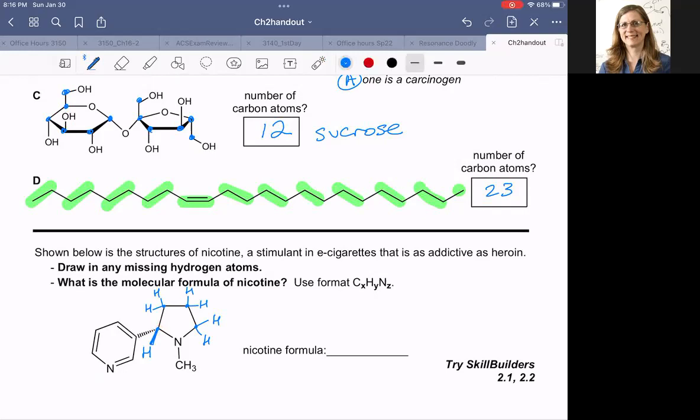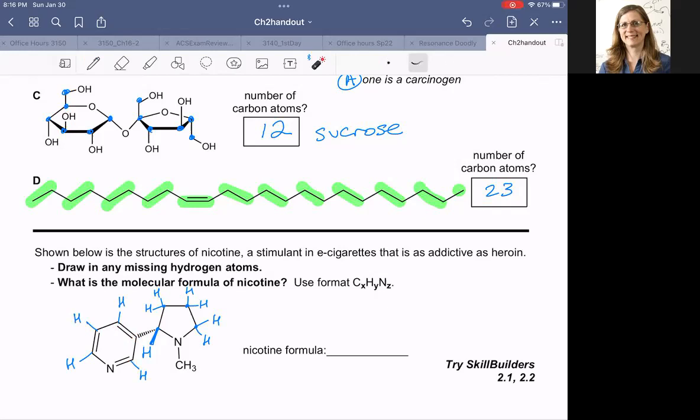And then how about on the ring? This first carbon already has 4 bonds, but the next one only has 3 bonds. So at each of the carbons on the ring, there's only 3 bonds. And so there is a hydrogen at each of those positions.